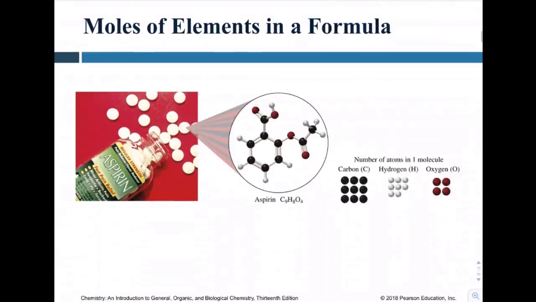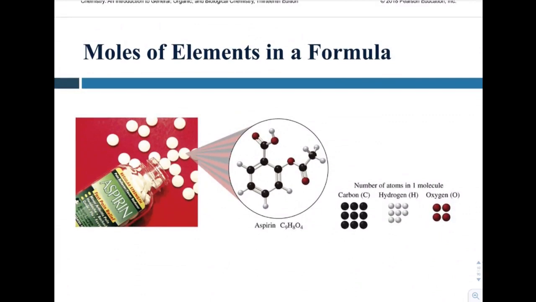Alright, moving on. Moles of elements in a formula. So if I have a formula, I can look for different numbers of atoms in that formula using Avogadro's number, but also comparing those atoms to the other atoms inside of the formula. And so if you're looking at the formula for aspirin, here this molecular formula, and that's what we call this guy, molecular formula, you have 9 carbons, 8 hydrogens, and 4 oxygens in 1 molecule of aspirin.